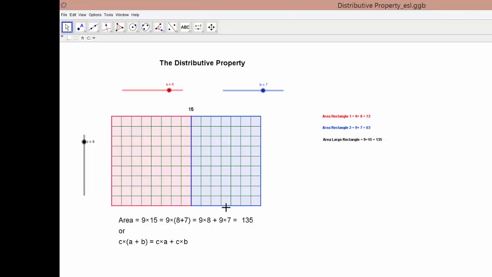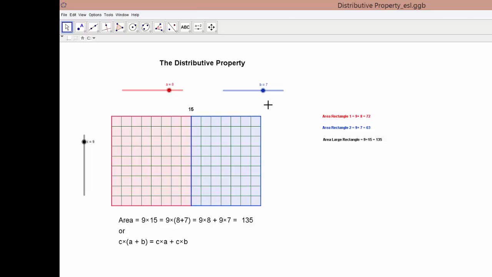But we can also get the area by adding up the area of the red rectangle and adding that to the area of the blue rectangle, right? So the area of the red rectangle is given by C, its total number of rows, times A, its total number of columns, and then we'll add that to the area of the blue rectangle, which is given by C, its total number of rows, times B, its number of columns.